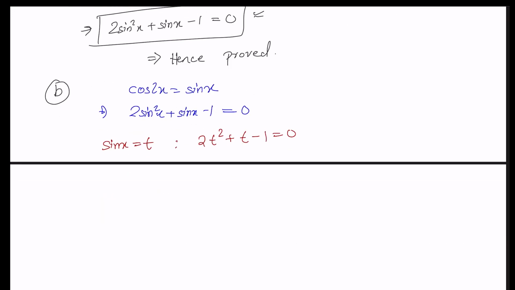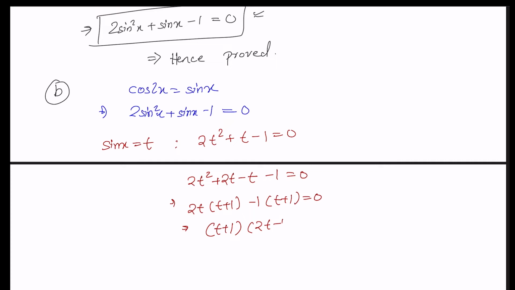Now I'll try to find the roots of this equation. How can we do that? Basically, we can factorize this equation. So how to factorize it? Basically, you have to break t into two parts, such that the product of the parts gives you minus 2 and the sum gives you plus 1. So we can write it as 2t minus t minus 1. Okay. So take 2t common, it will be t plus 1. Take negative 1 common, it will be t plus 1 again. Again, take t plus 1 common, it will be 2t minus 1.